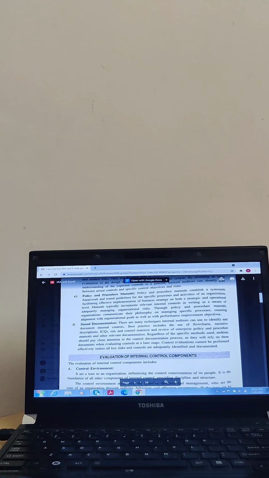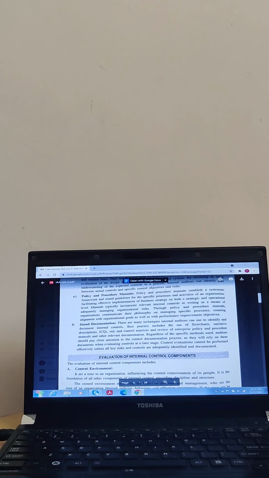How nicely you need to prepare the particular document, and how you need to put it across in terms of flow chart or narrative description or internal control questionnaire or anything, whichever is effective for the organization. They need to follow a particular method of documentation, and document each and every detail in it. Okay, so this was your previous topic, documentation, which spoke about the types of documentation.